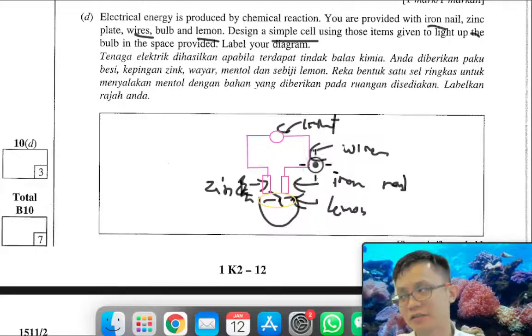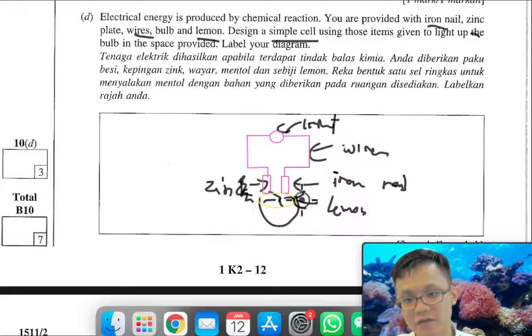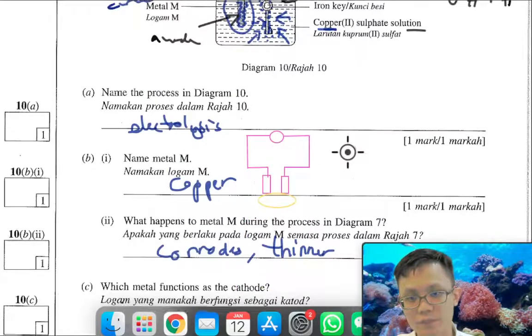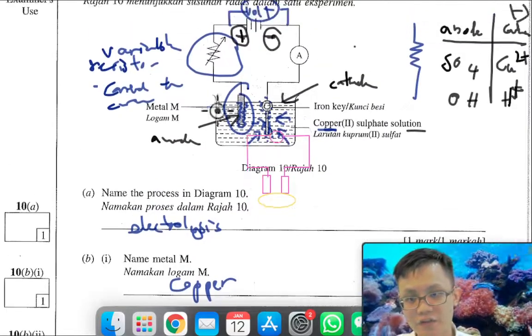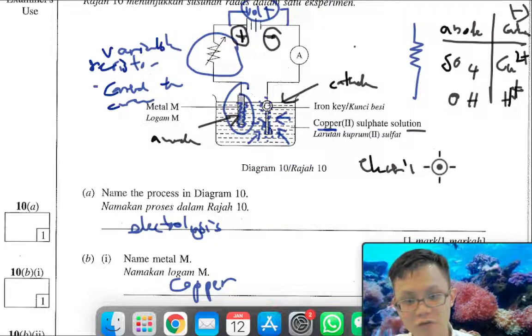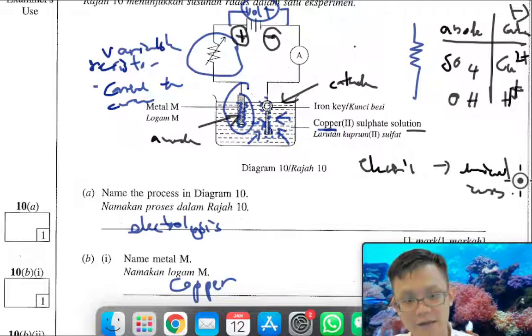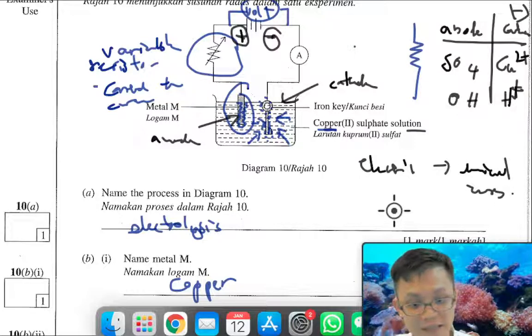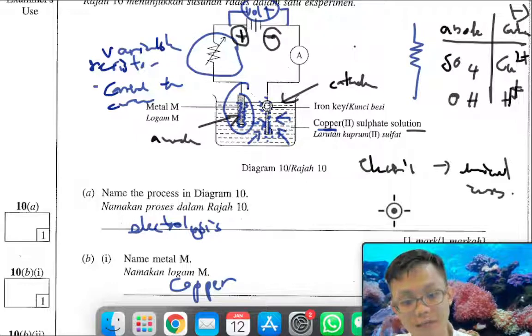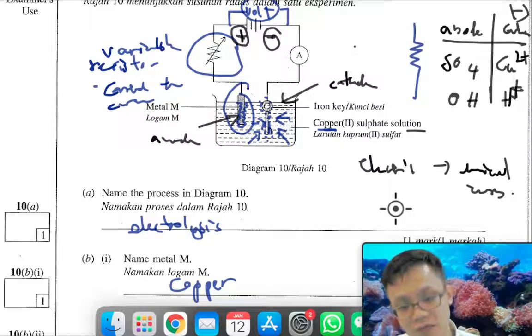What is the difference between electroplating and electrolysis? Electrolysis is, as we can see in this picture, changing electric energy to chemical energy, correct? Okay. And electroplating means we are plating something. We want to cover something in order to what?